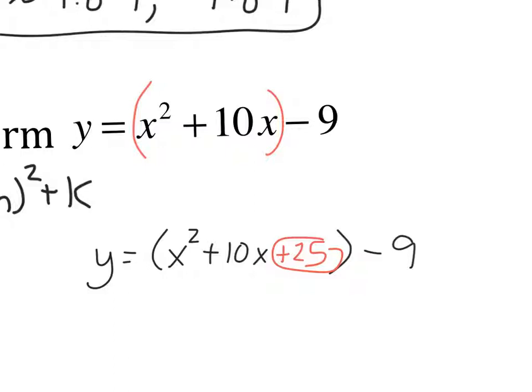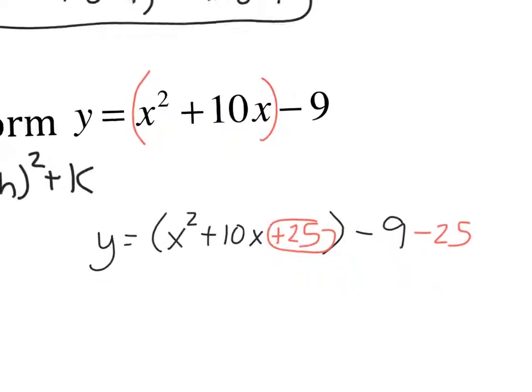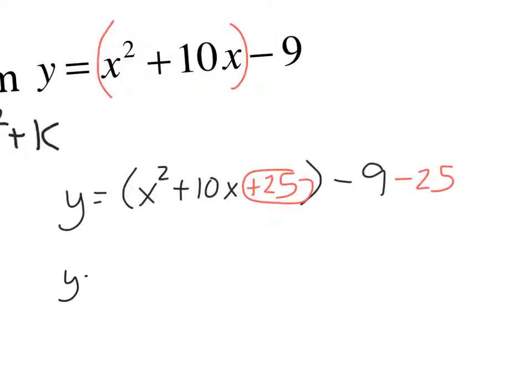But wait a minute, now I'm unbalanced. Now I've magically created and added a 25 there, but I can't just do that. So I have to undo it at the same time. So notice what I'm doing over here. I'm subtracting 25. Because if you add 25 and subtract 25 to the same side, nothing happens. Nothing changes in terms of value. All right, so now what happens to this? Well, this is a perfect square, like so, and all you have to do now is simplify the stuff that's outside. So that now is going to be negative 34. And look, I'm in vertex form.